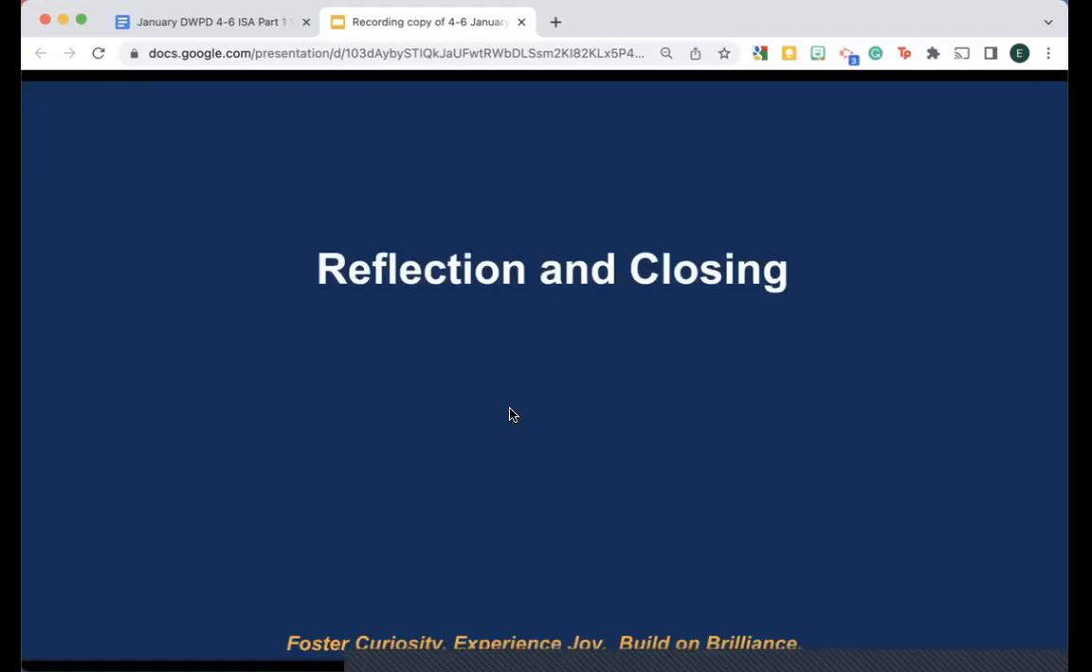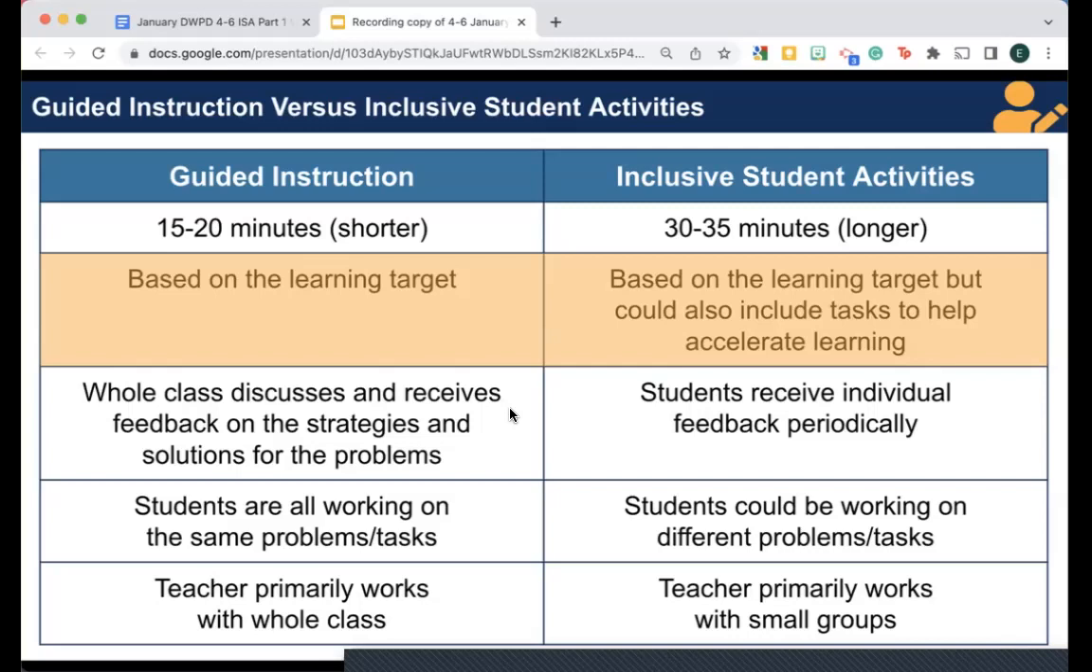Let's reflect and close out the session. Here's a table that a lot of people have found to be helpful because we got some questions about how guided instruction and ISA are different from each other. Ignore this color row for a second, but you'll notice guided instruction is shorter, ISA is longer. That's one simple difference. Down here, you see that when you're doing guided instruction, it's really kind of happening whole group. We're constructing knowledge together, whereas in ISA, it's a little bit more individual, a little bit more small group.